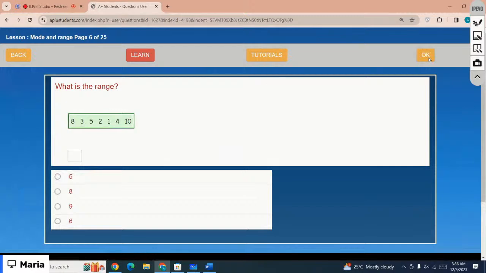What is the range of the data? Which is the correct option? For the range, you have to see the greatest number in the data and the least number in the data. So which is the greatest one?